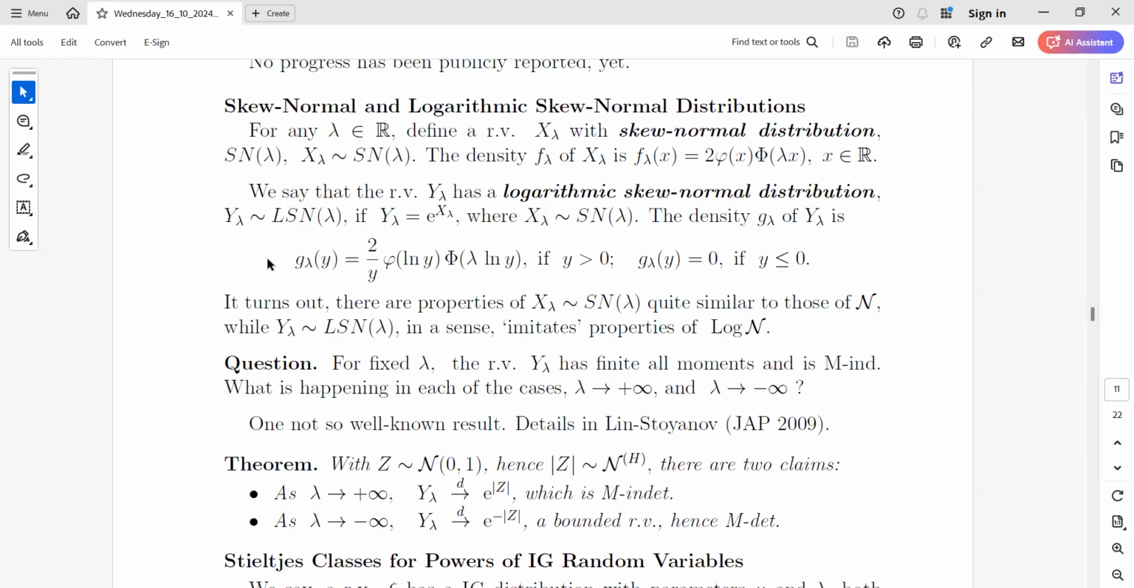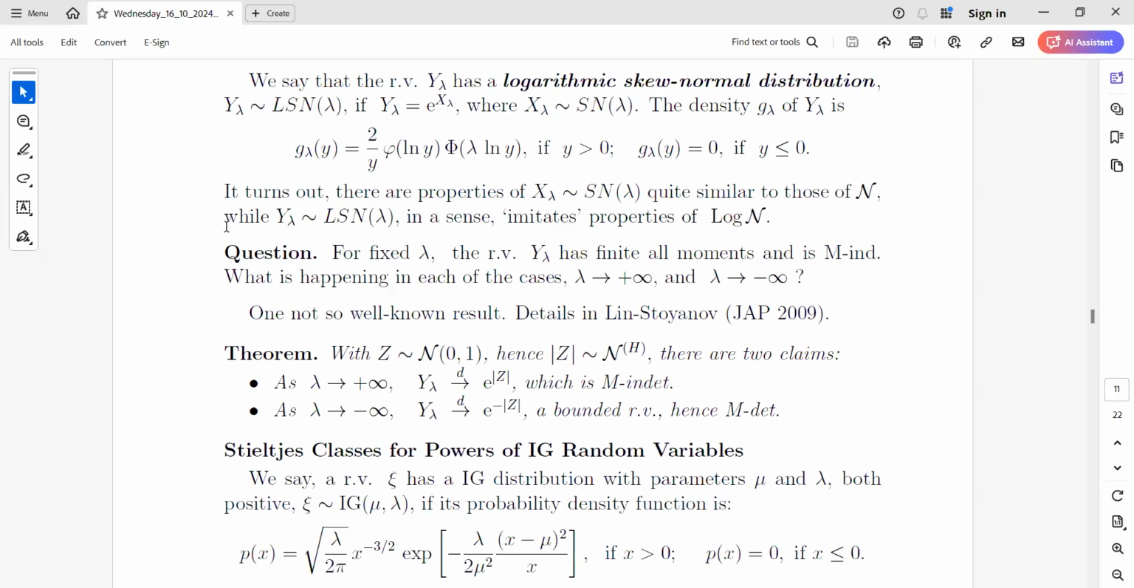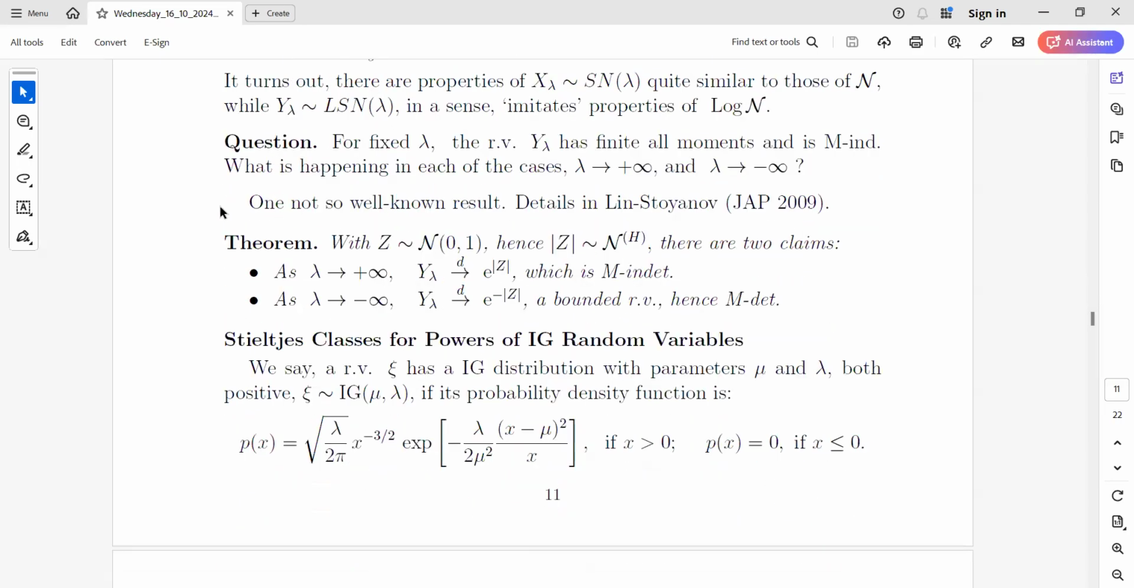And now we are asking about the properties of these two, skew normal and log skew normal. And I will provide here only one result, which is from one of our papers with Gordon Klein, in the Journal of Applied Probability. So you see the notation with Z, and the absolute value of Z, half normal. So there are two claims.